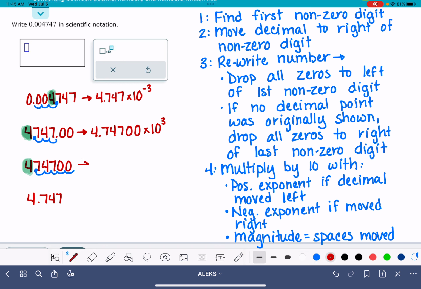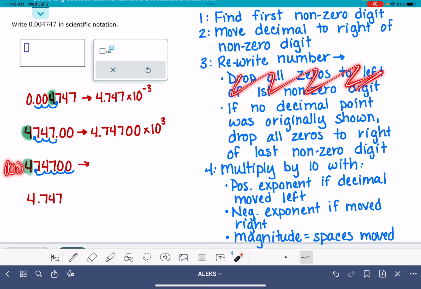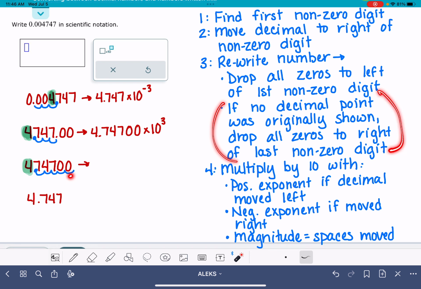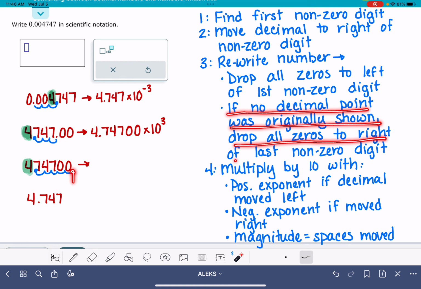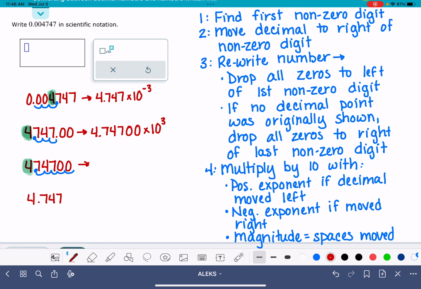Now I'm going to rewrite the number. Drop any zeros to the left. Doesn't apply because I don't have any over there. So if no decimal point was originally shown, which is the case here, there was no decimal point originally written down in this number, drop all the zeros to the right of the last non-zero digit. The last non-zero digit is this 7, and I'm going to be dropping the zeros to the right. 4.747. Multiply by a power of 10.